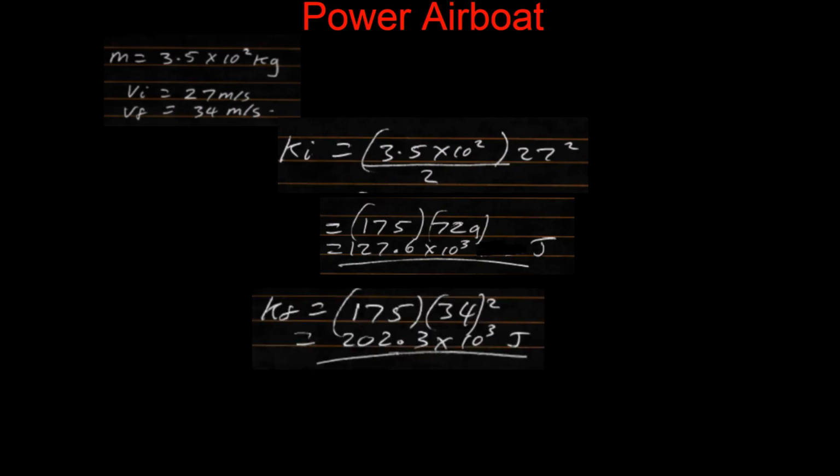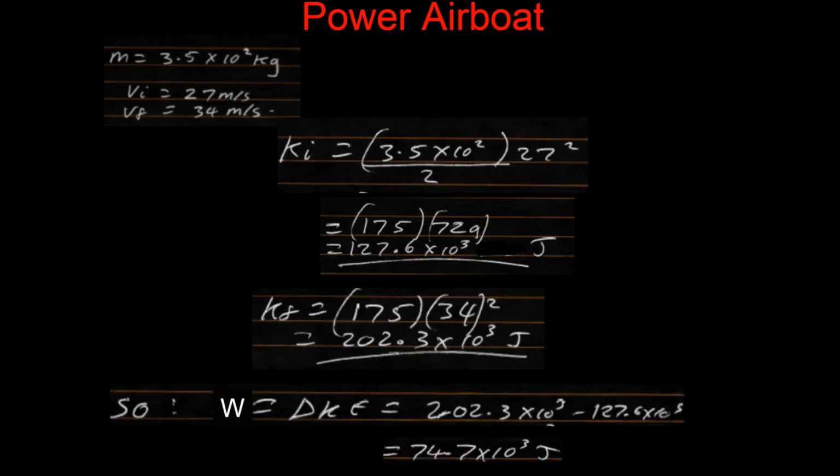Our final kinetic energy will simply be the same again, 175, but this time multiplied by 34 squared. If we do this, we'll get about 202,000 joules. So our simple calculation then will be that our work is equal to the change in our kinetic energy, which will be 202.3 times 10 to the 3 minus our 127.6 times 10 to the 3, giving us an answer of about 74.7 thousand joules. 74.7 times 10 to the 3 joules.